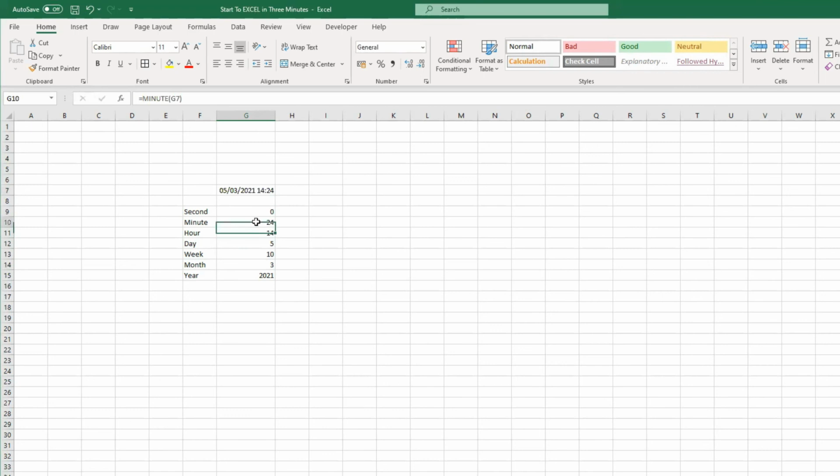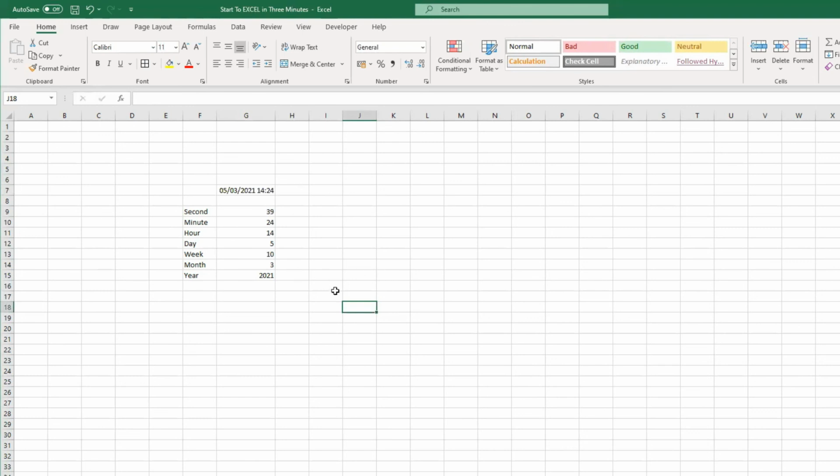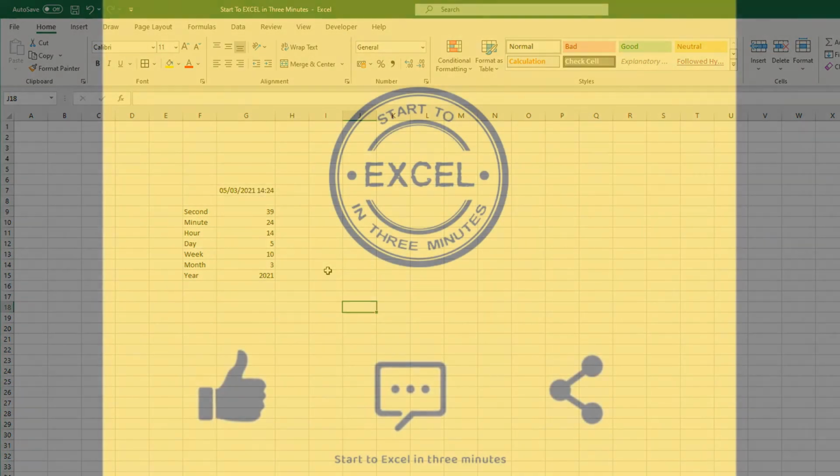Hour is 14 and minute is 20, second is 0, that means if I refresh it, I'll get the correct information there. So this is how we can extract second, minute, hour, day, week, month, year from a given date.